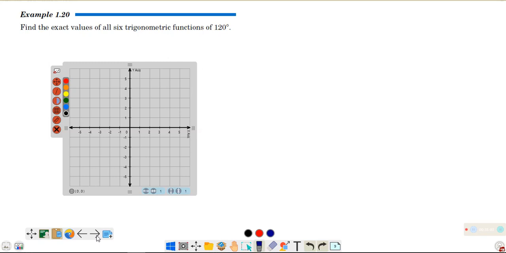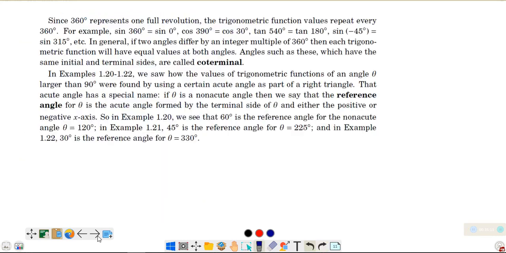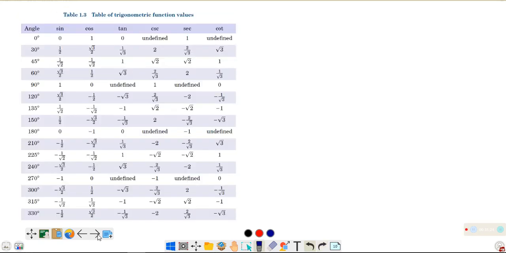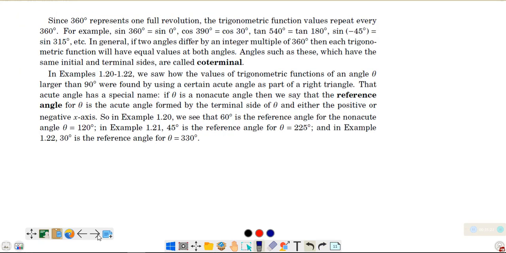Move tayo. Find the exact values of all 6 trigonometric functions of 120 degrees. Parang nag-move tayo kaagad. Ayan. Before natin sagutan yung 120 degrees, discuss muna natin tong slide na to. Kasi dapat na-discuss muna to. Mali ako ng paste. Na-discuss muna to before tayo mag-plot.